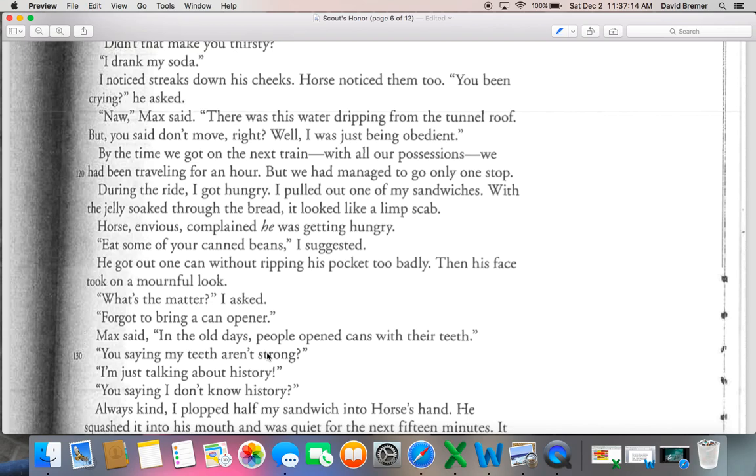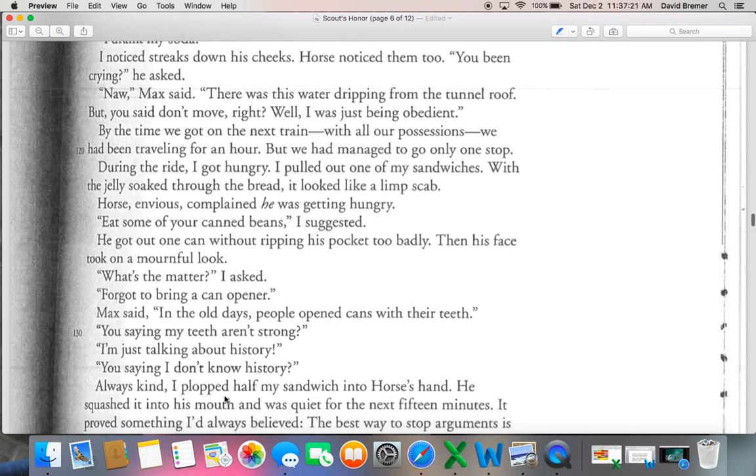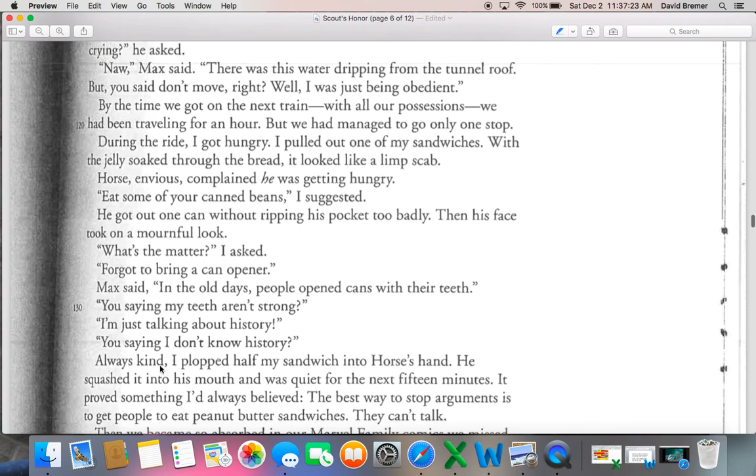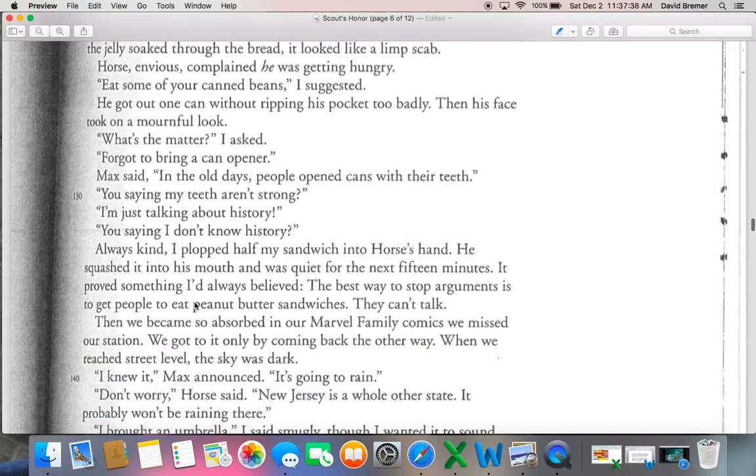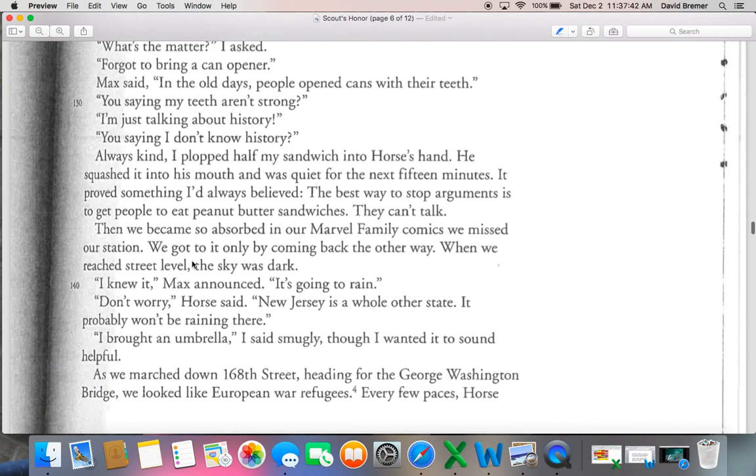Max said, "In the old days, people opened cans with their teeth." "You saying my teeth aren't strong?" "I'm just talking about history." "You saying I don't know history?" Always kind, I plopped half my sandwich into Horace's hand. He squashed it into his mouth and was quiet for the next 15 minutes. It proves something I'd always believed. The best way to stop arguments is to get people to eat peanut butter sandwiches. They can't talk. Then we became so absorbed in our Marvel family comics, we missed our station.